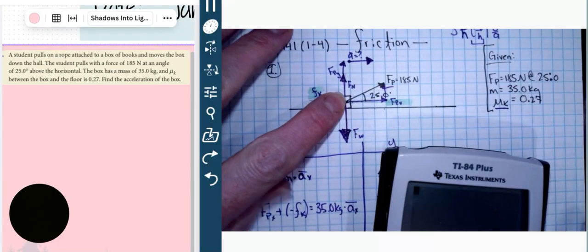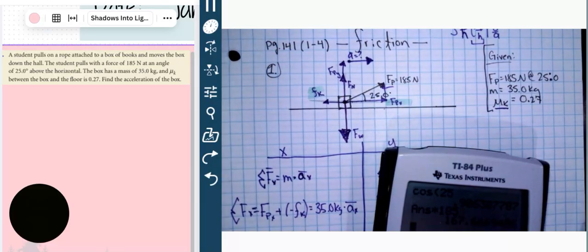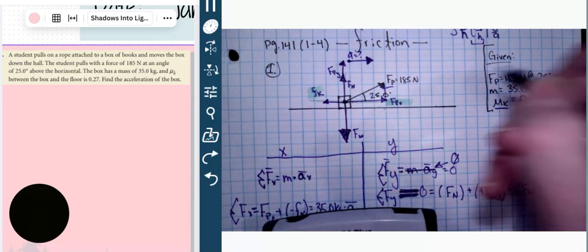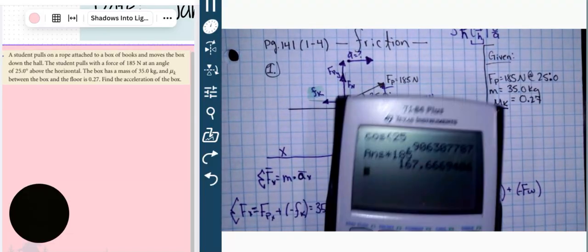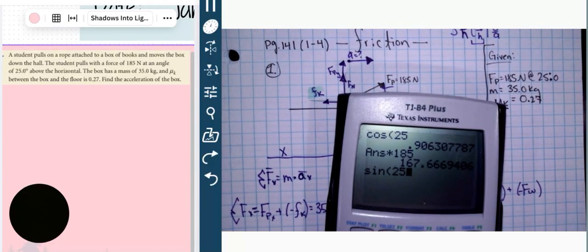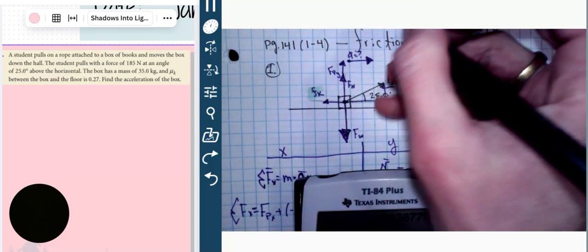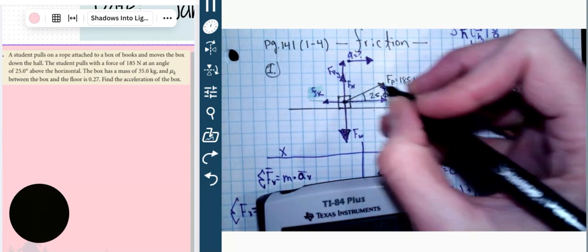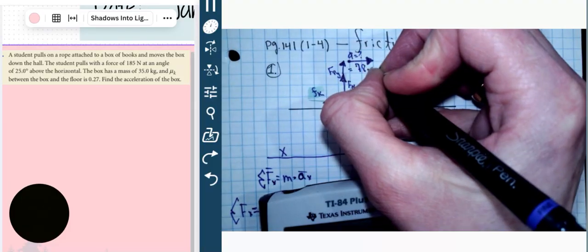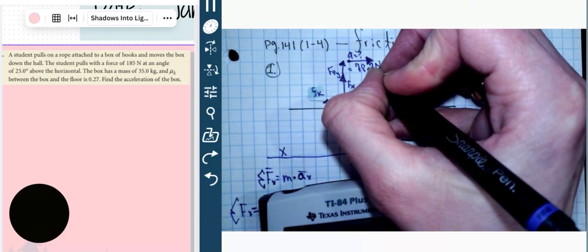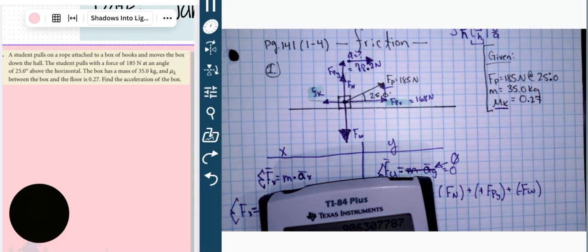So cosine of 25 times 185 means my force pull on the x is going to be about 168 newtons. Now sine 25 times 185. I'm going to have a force pull in the y of 78.2 newtons. I'm keeping 3 sig figs here.